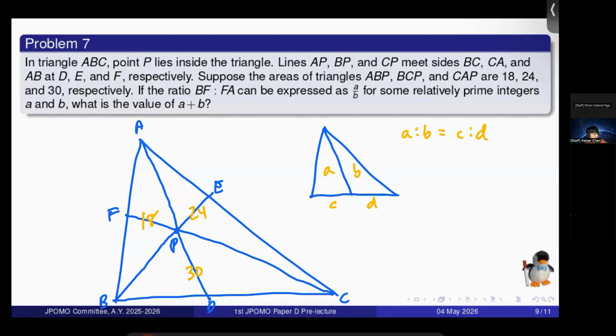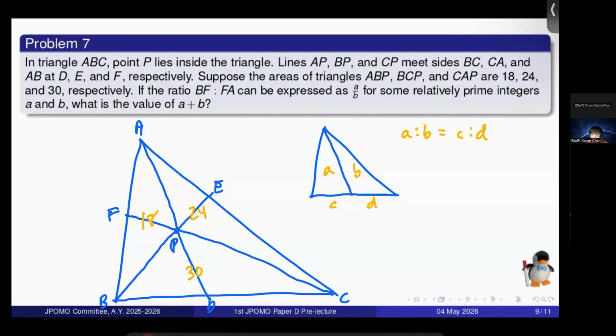So with this in mind, what do you think is the first step that we can do here? So we have that BF over FA equal to 30 over 24. Yeah. Okay. Well, that would be a straightforward way to get the answer. But for the sake of completeness, let's show a more complete solution.